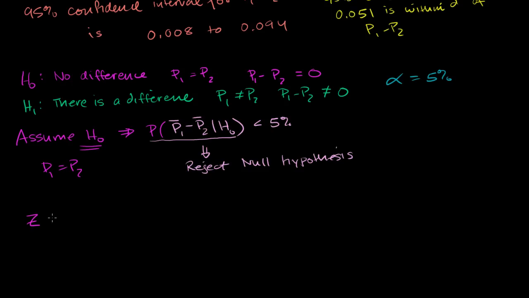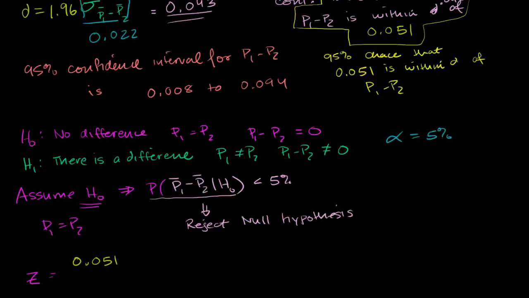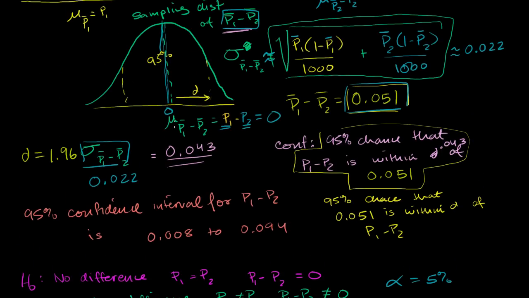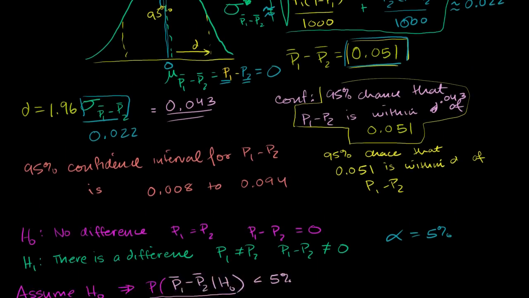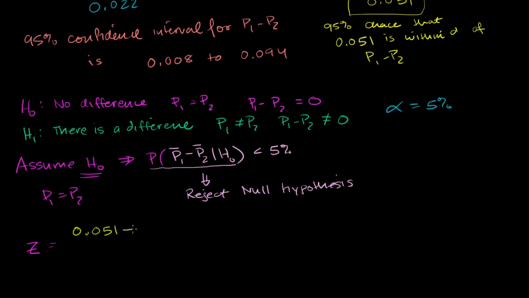Our z-score is the number of standard deviations that our actual result is away from the mean. The actual difference that we sampled in the last few videos between the men and the women was 0.051. And from that, we're going to subtract the assumed mean. Remember, we're assuming that these two things are equal, so the mean of this sampling distribution right here is 0. So we're just going to subtract 0.